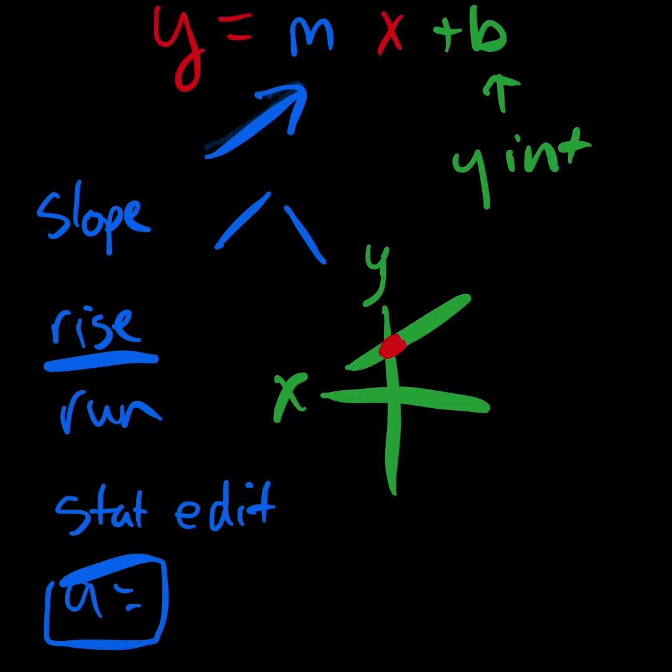If I had another line, a blue line, and it looked like that, my y-intercept would be right there where it touches the y-axis. So that's what this b tells us, where it touches the y-axis. And you may notice that the x value for your y-intercept is always 0. We'll take a look at that in just a second.